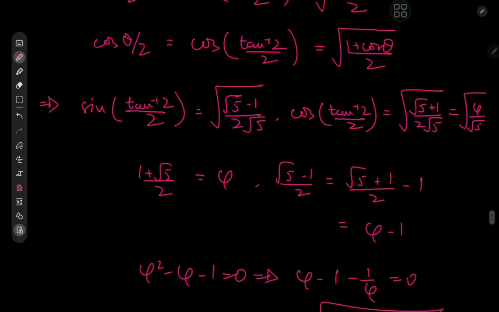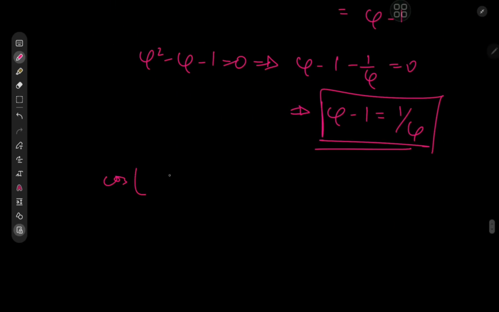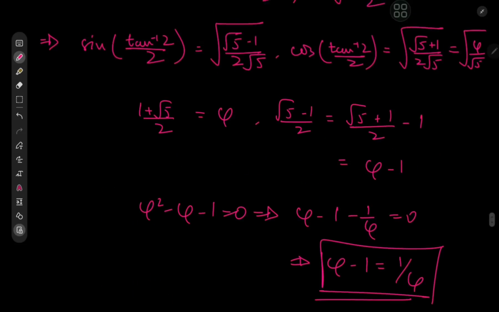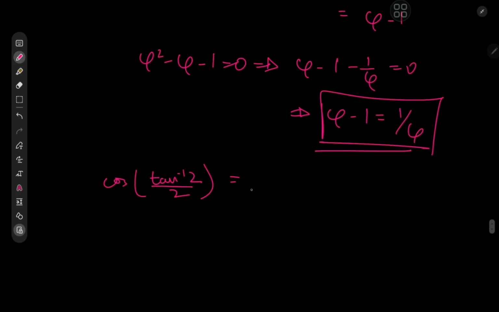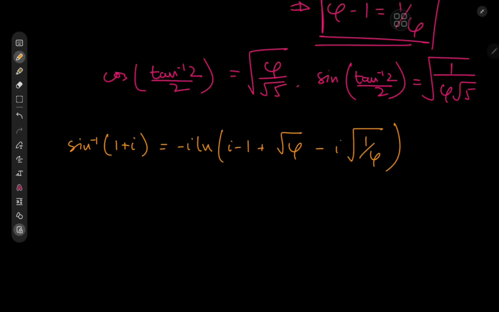So the sine function here, I've run out of writing space, I'm just going to rewrite everything down here because it looks really cool. Cosine arctangent 2 by 2 equals what exactly? Oh yeah, the square root of phi divided by root 5, and the sine of arctangent 2 by 2 equals root of 1 divided by phi times root 5. And this is what we have for the inverse sine of 1 plus i after plugging in the numbers and of course canceling out the root 5s.